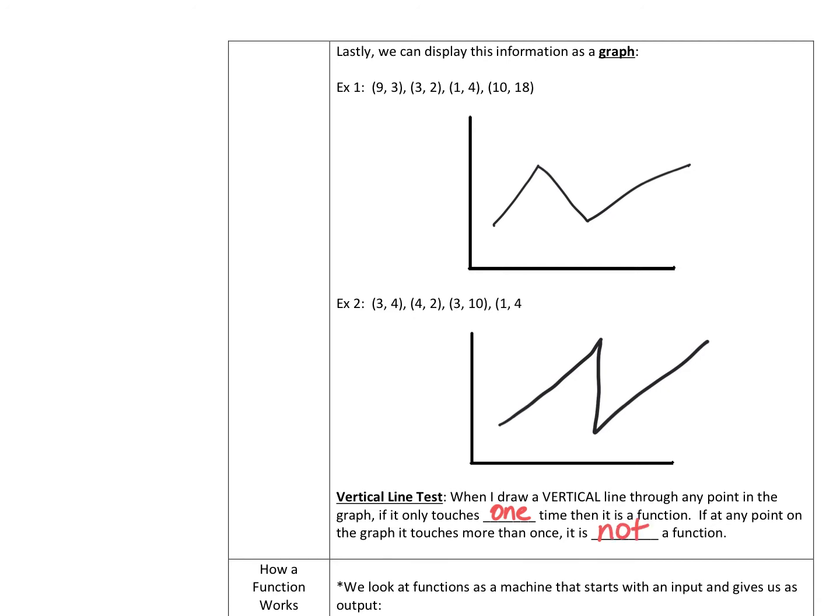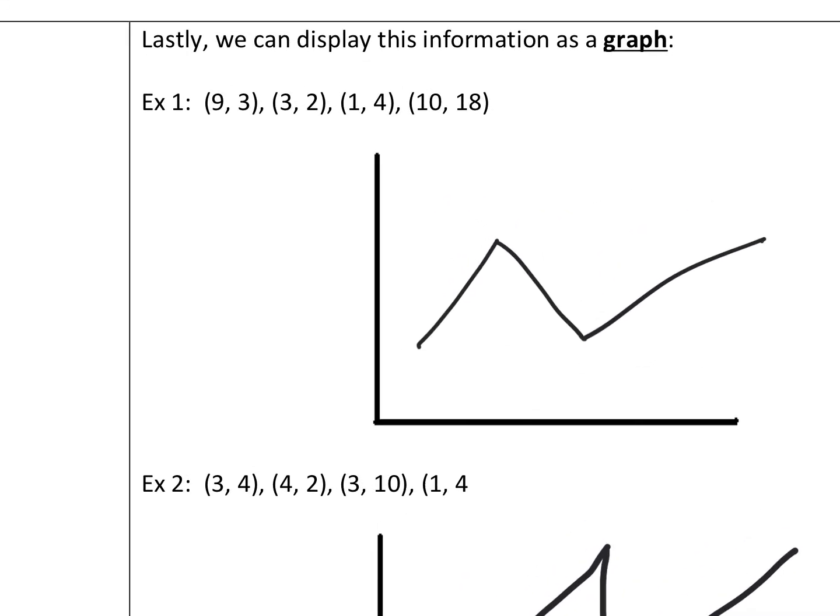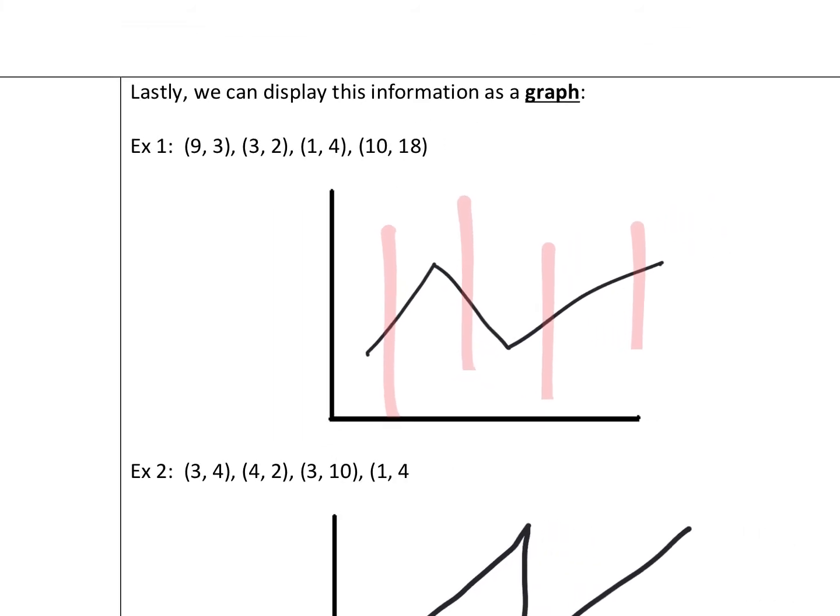Okay? So looking at the first one, if I draw a vertical line anywhere through that, is there anywhere where it's going to touch more than once? No. Doesn't matter where I draw it. I'm only going to touch one time. So therefore, is this a function? Yep, it is.